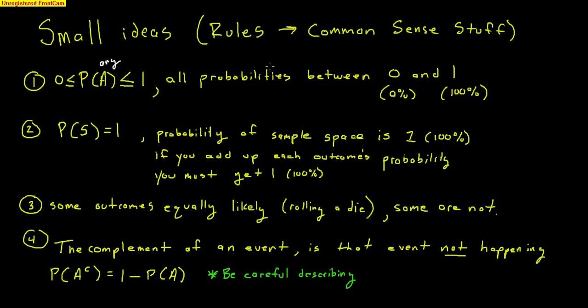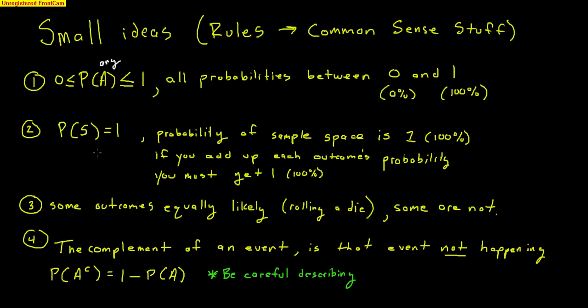The second rule is that the probability of a sample space is always 100%. So S is the sample space. This is basically saying if you add up each outcome's probability, you must get 100%, or as a decimal, 1. If I'm thinking about rolling a die, there's a 1, a 2, a 3, a 4, a 5, 6. There are only 6 things that can happen. If I add up all 6 probabilities, I have to get 100% because something has to happen. If you forgot something, then you probably didn't get 100%. So the probability of everything must add up to 100% for a particular random event.